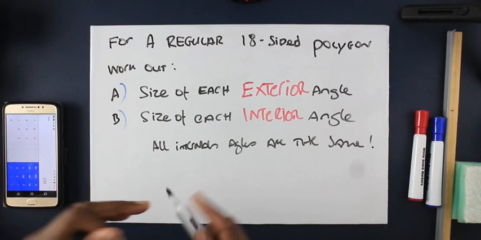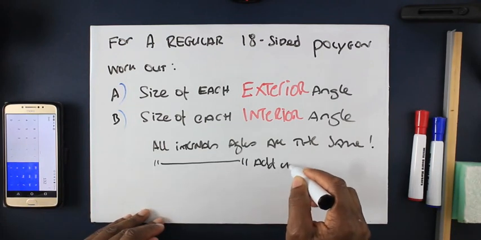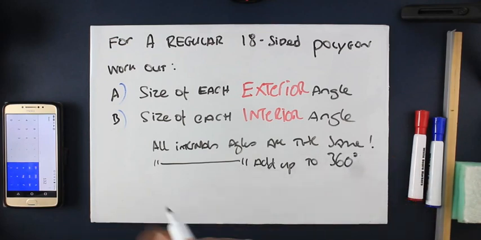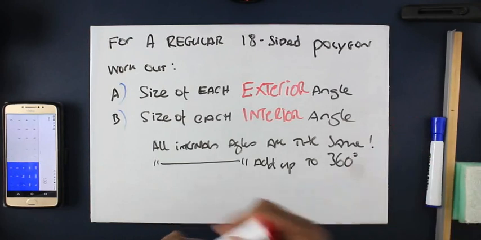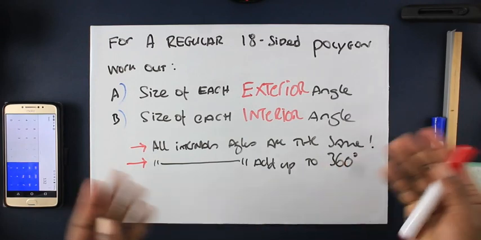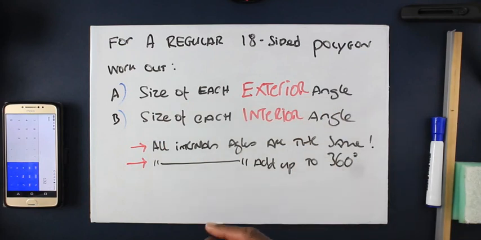We also know that all the exterior angles add up to 360 degrees. So all of them are the same, and all of them add up to 360. So that will help us with part A. What we're trying to do is work out the size of each exterior angle.